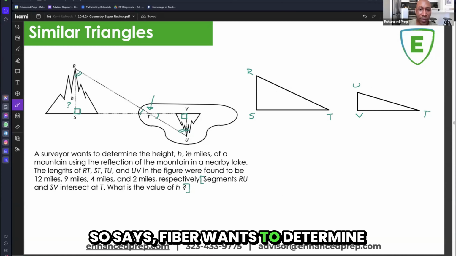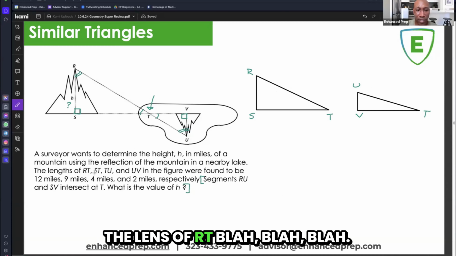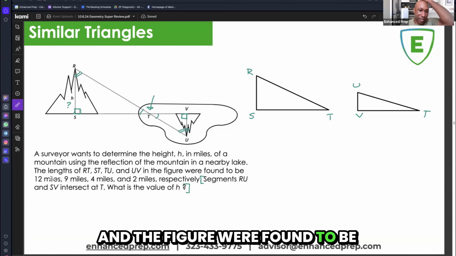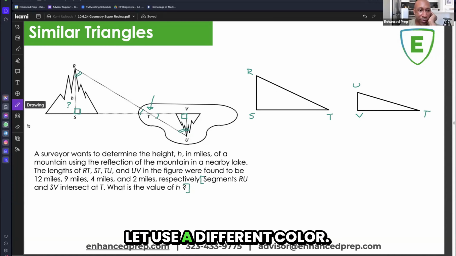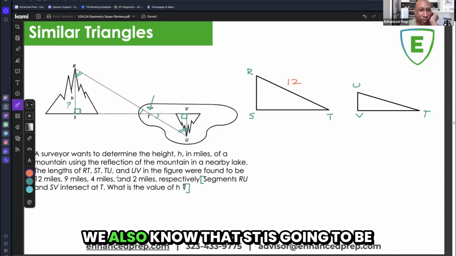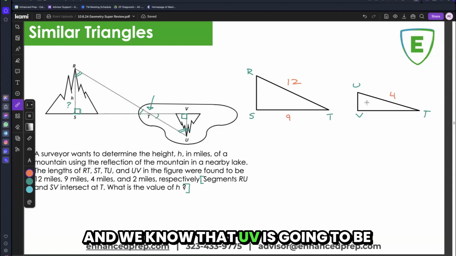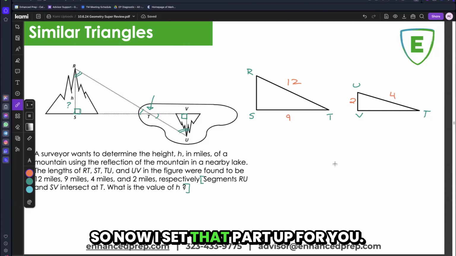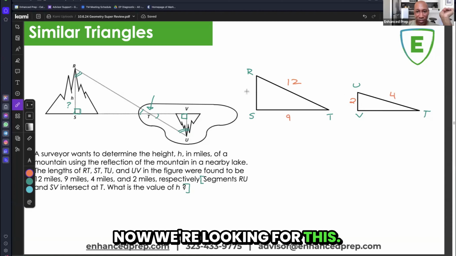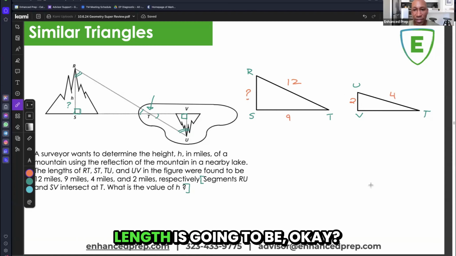So it says, a driver wants to determine the height in miles of a mountain using the reflection of the mountain in a nearby lake. The lengths of RT and the figure were found to be this. We know RT is going to be 12. So this is 12. We also know that ST is going to be 9. We know that TU is going to be 4. And we know that UV is going to be 2, right? So now I set that part up for you. Now we're looking for this. So I'd like you to try and set up your proportional relationships and then let me know what that side length is going to be, okay?